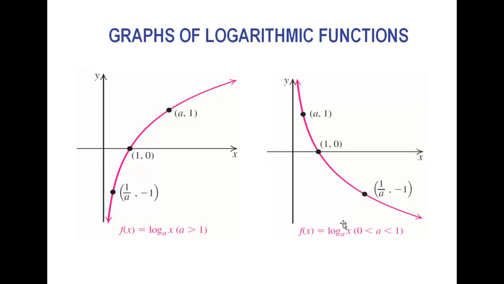Here are some typical graphs. Your standard log function when a is greater than 1 is on the left. The standard log function when a is in between 0 and 1 is on the right. You can see they both still pass through the point (1, 0). They both get asymptotically close to the y-axis, and they both have a range of all values.